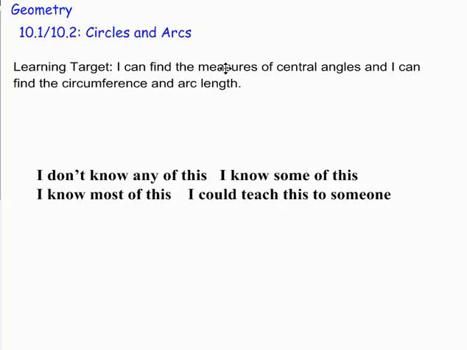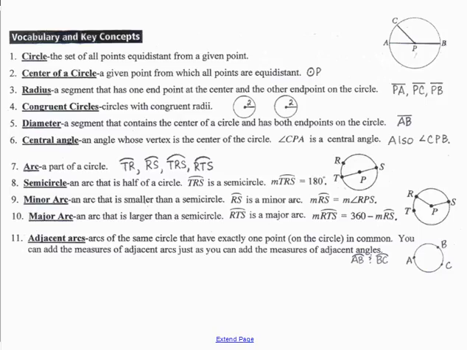Well, hi everybody. You're looking at the sheet and you're going, chapter 10. Now we have a couple of lessons that we need to go through in order for you to understand a couple of other things that we have to do before the chapter test. So we are going to learn circles and arcs. We are looking for central angles and we're looking for circumference and arc length. So that means nothing to you until you know what all these pieces are.